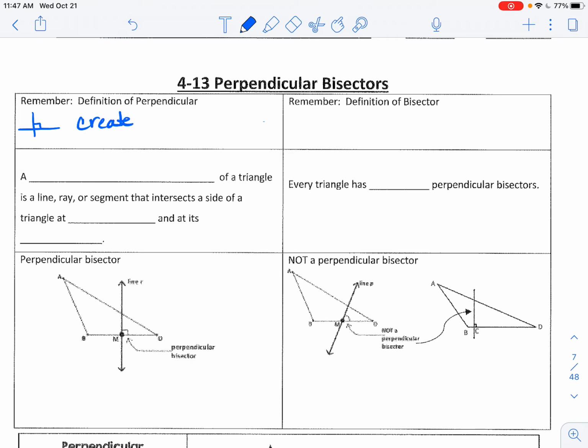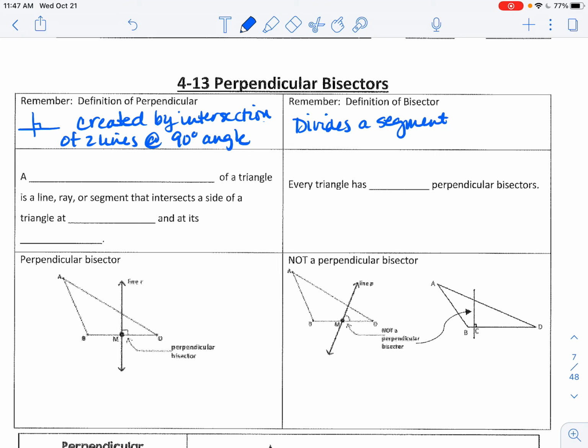So it's created by the intersection of two lines at a 90-degree angle. Definition of bisector. Okay, so a bisector divides a segment into two equal parts. Bi meaning two.